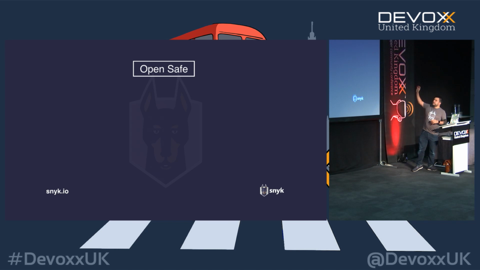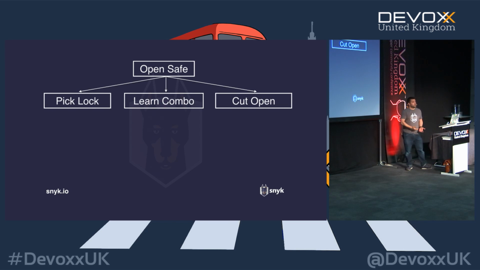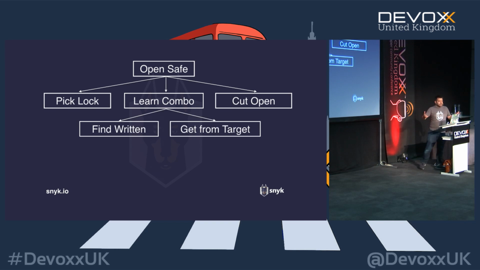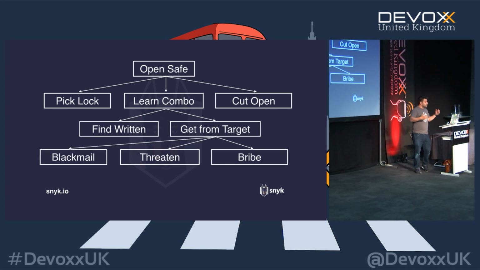So he uses in his book an example where he wants to open a safe. That's the goal of an attacker. And the question is, how do they open that safe? Well, you can pick a lock, you can learn the combination, or you can cut the safe open. Okay, starting to get a little bit A-Team-like. How do we learn the combination? Well, we can find it written down, or we can get it from the target. You can get it from the target via blackmail, or we can threaten them, or you can bribe them.